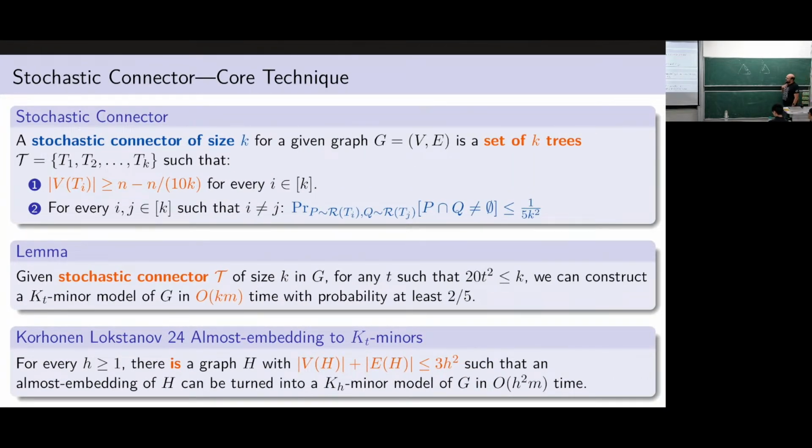So first, to get intuition, I will show you this algorithm that we can find in linear time. We can construct a KH minor model with probability at least 2 over 5. So I will show you this algorithm. I mean, it's not necessary to show the result because it was mentioned, but it's sort of a known result. But I think it's nice to get some intuition out of it.